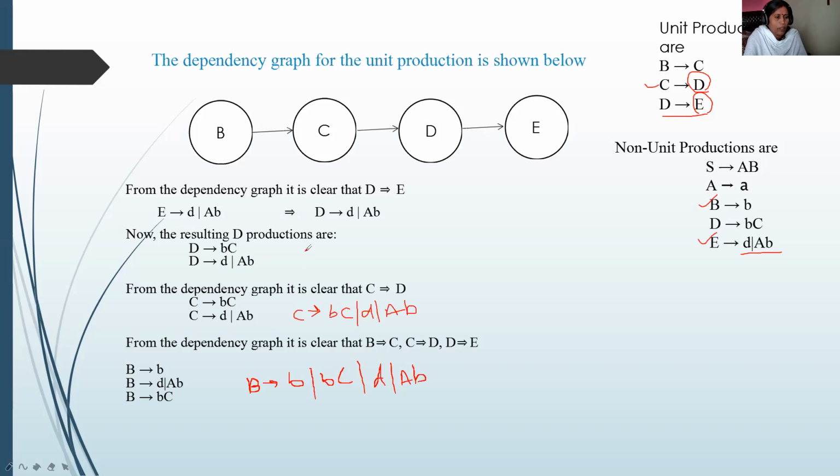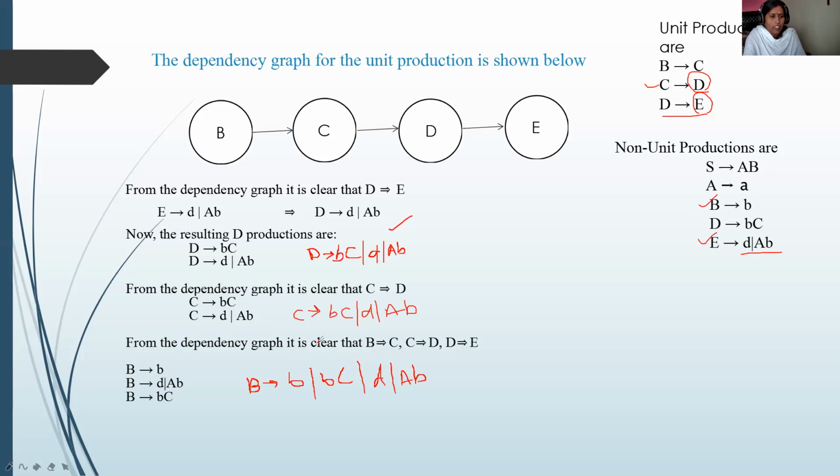We know these non-unit productions. D's non-unit productions are BC or D or AB. See here, E's are D or AB. D is producing E, so we got this one.